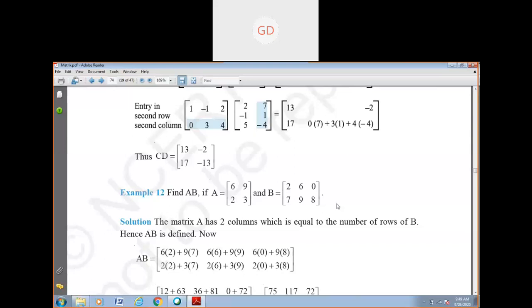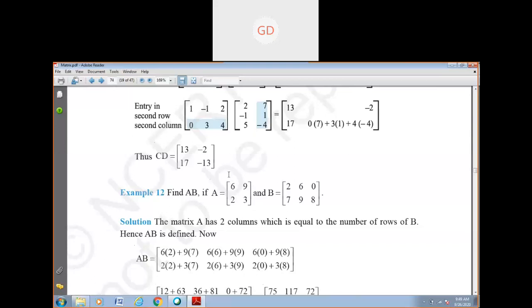Now observe how to write the elements. Now AB, A into B, same way, first row into first column. That means 6 into 2, 9 into 7. This one: 6 into 2, 9 into 7. This is first row into first column.